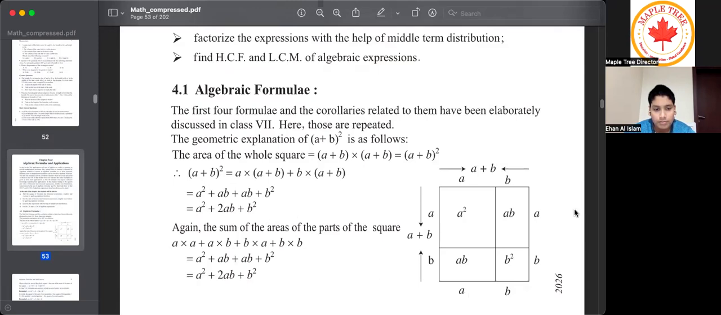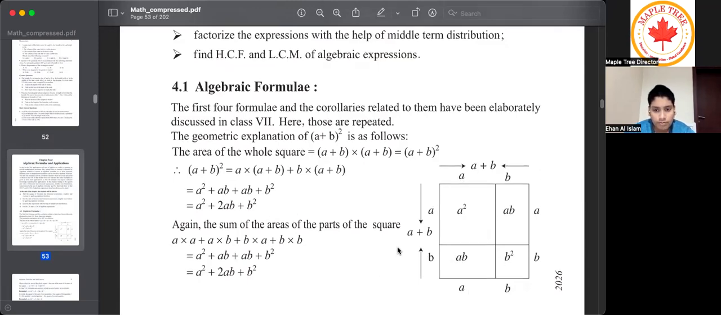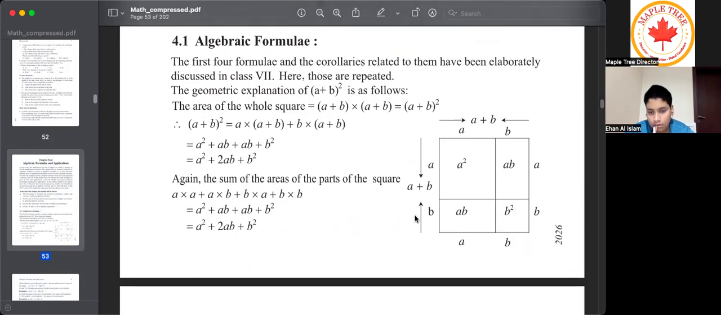Now see this in the diagram. The same thing. Here this square is divided into 4 parts. The first part is a square, the second part is ab, the third part is ab. How does this actually happen? This part is a and this part is b. Vertically, the left hand side is a and the right hand side is b. Horizontally, the top one is a and the bottom one is b.